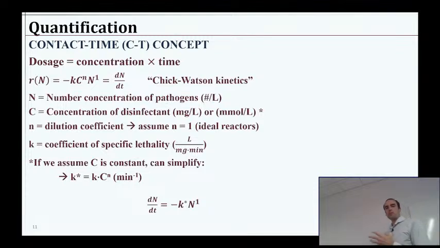So the dosage we would say then is the concentration multiplied by the time. So putting those two pieces together can give us what we need to solve the mass balances that we've been doing. So we'll have a rate at which N, the pathogen, is changing, that's the same thing as saying dN/dt, right? Is equal to negative K times C to the n power.